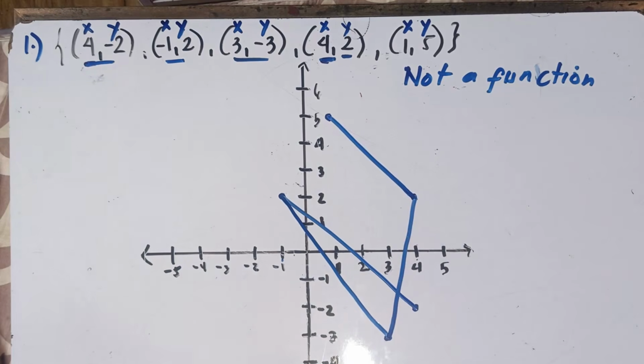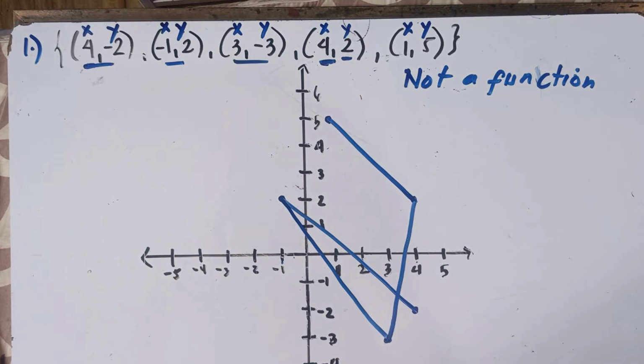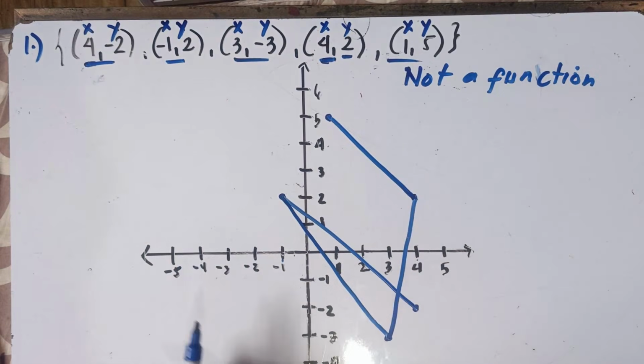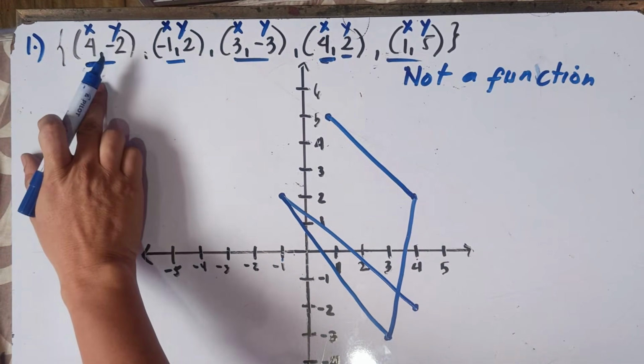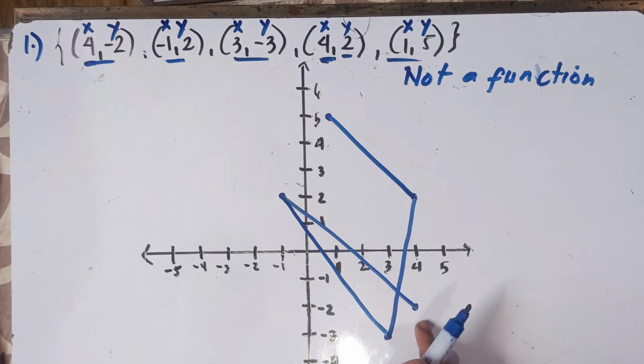And this will be our graph, class. Once again, class, simply do it step by step. You follow this one. You start with this point: 4 and then negative 2.